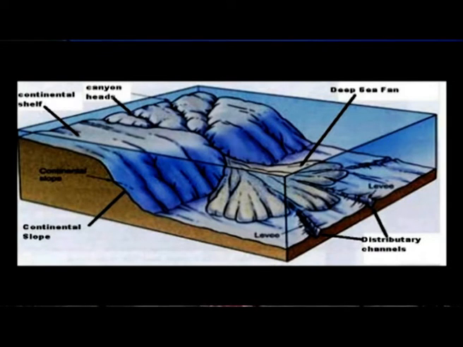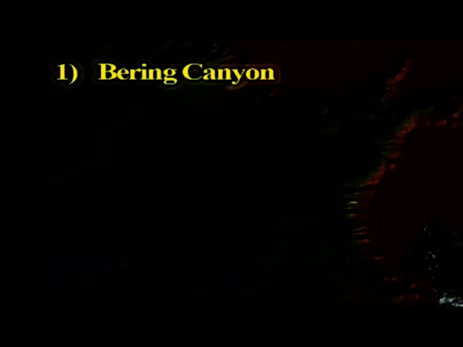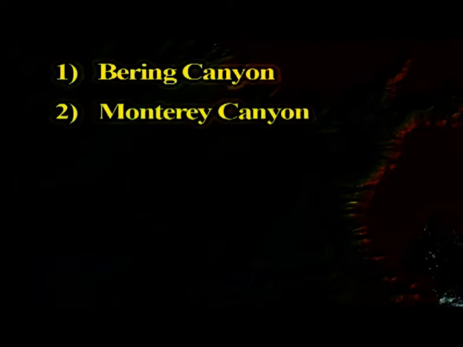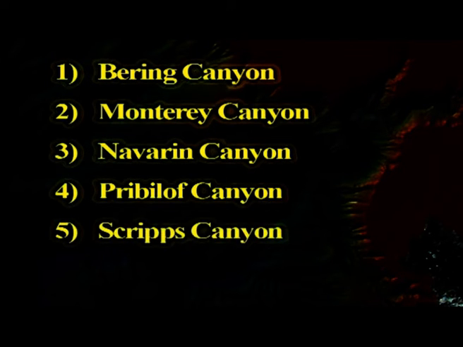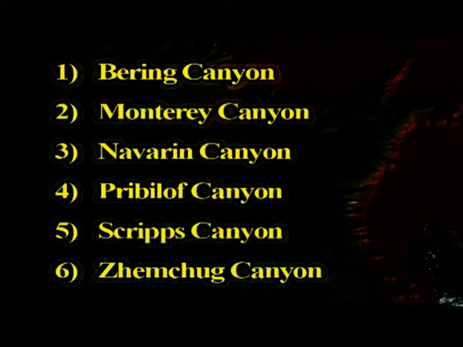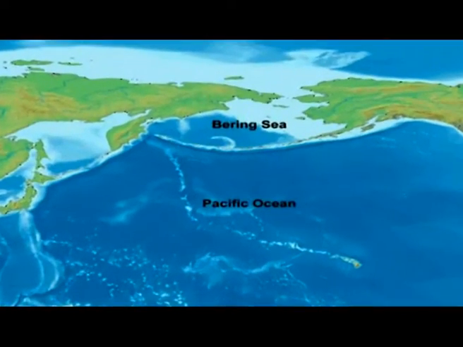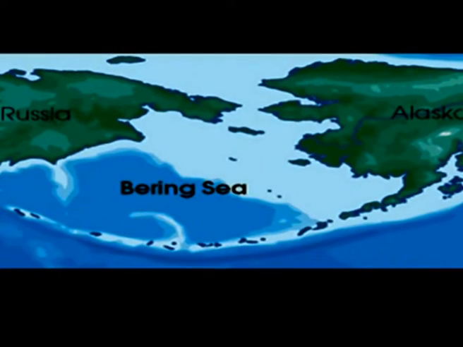Submarine canyons exist in almost all the three major oceans. The following are the submarine canyons of the Pacific Ocean: the Bering Canyon, Monterey Canyon, Navarine Canyon, Pribilof Canyon, Scripps Canyon and Zemchuk Canyon. Three of the largest submarine canyons in the world are incised into the Bering Sea.